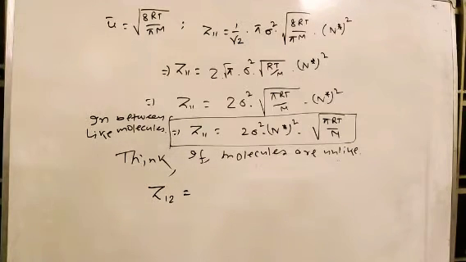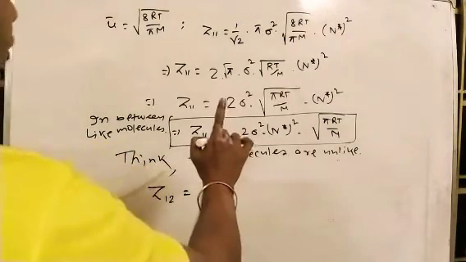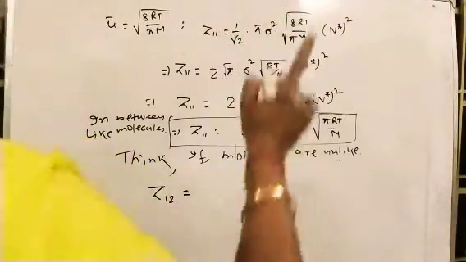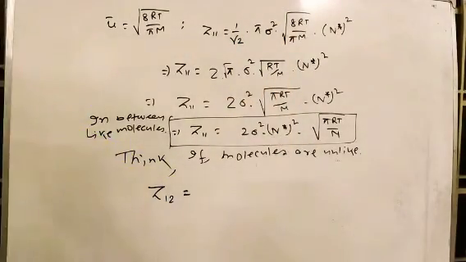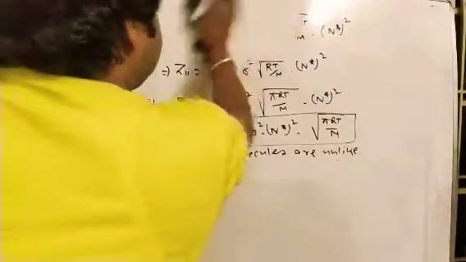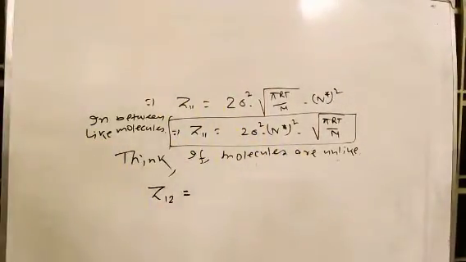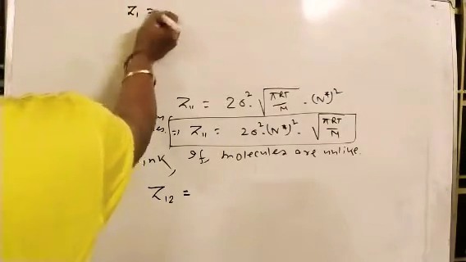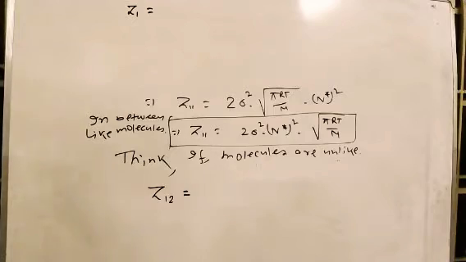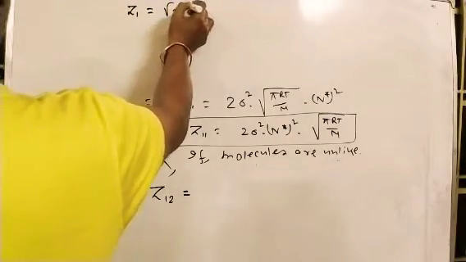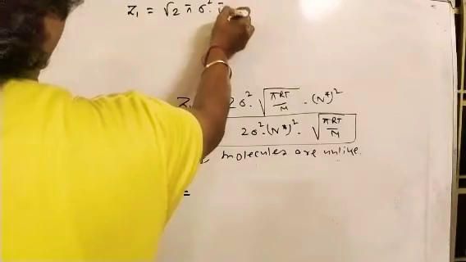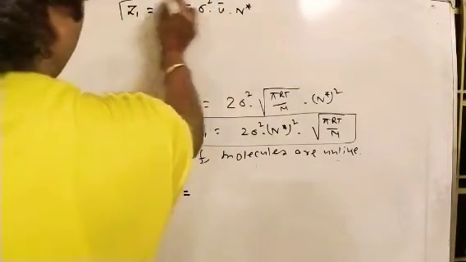You should have a very good knowledge of how the derivation of the formula is done. Then only you will be able to apply that. In that case, it should be coming from the first formula. What was the first formula? Let me clear this. So if it is Z12, then basically the main formula should be, what was Z1? Remember what was Z1? Z1 is equal to root over 2 pi sigma square u bar into n star.